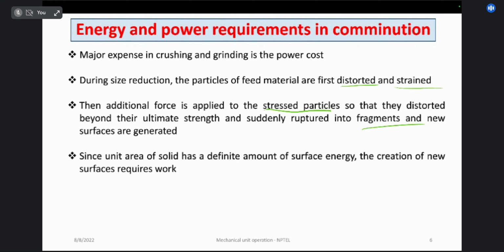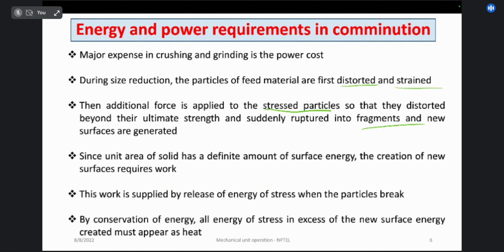Then, a unit area of solid has a definite amount of surface energy. The creation of new surface requires work. Obviously, whenever we are creating new surfaces, some amount of work has to be done, and a definite amount of surface energy is required to produce that work.